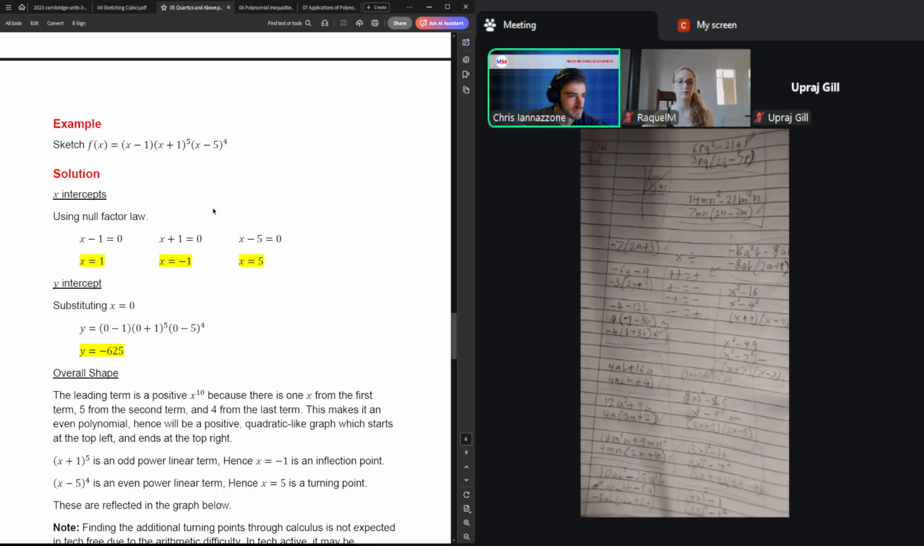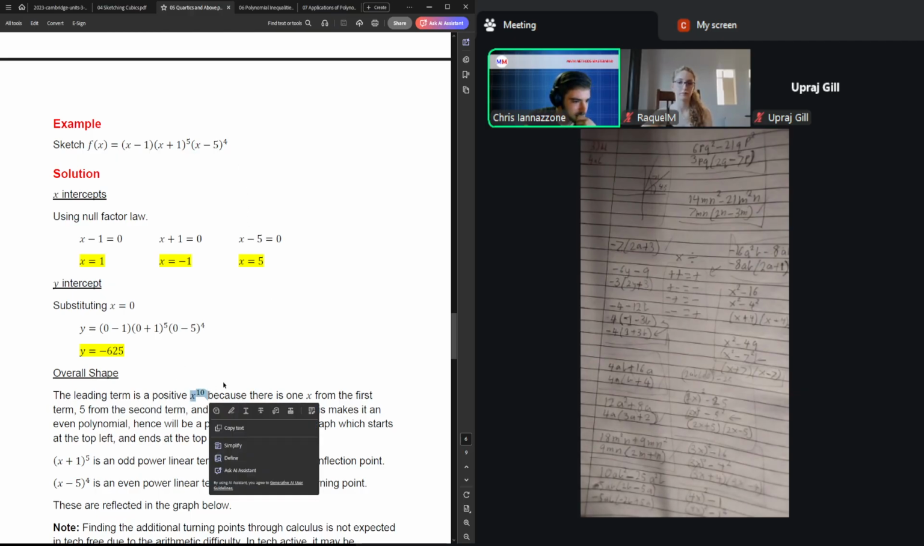X and Y intercepts, basically the same as always, just null factor law. This one had an odd power, this one had an even power. So remember that odd is going to be an inflection at that solution, and even is going to be a turning point at that solution. Then we just count positives and negatives. In this case, I've made it simple enough. They're all positive, so congrats. It's a positive, what is this, power 10? It's power 10. There's no real name for that. It's just a 10th degree polynomial.